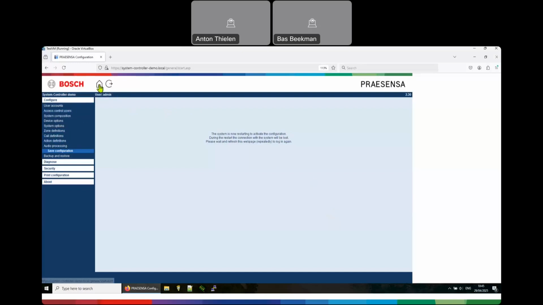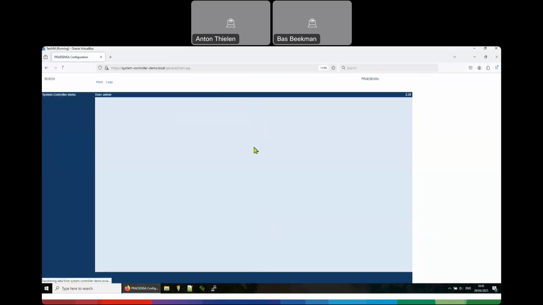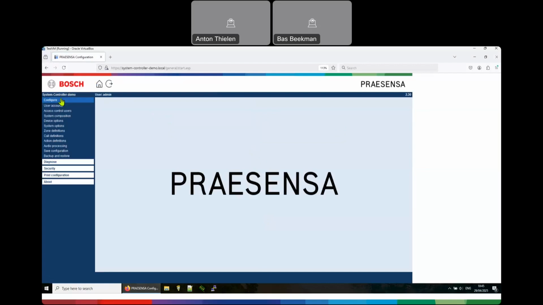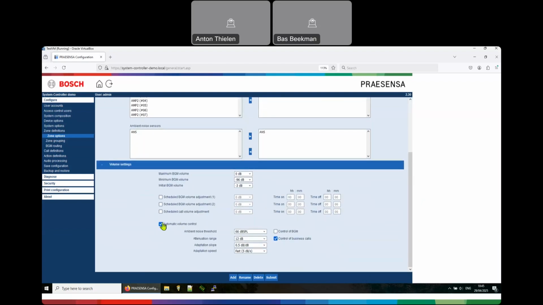Let me log in again. So when you look at the configuration of the zone, in the zone option you have this ambient noise sensor which you assign. I have only one in my system. I assign this one to this zone. Then I have my volume settings here. And there you have also a checkbox on automatic volume control. And here you have this threshold. I now only use it to control business calls.